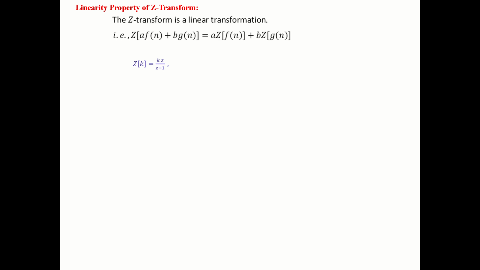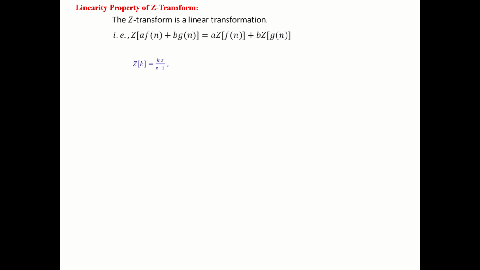Similarly, z is also a linear transformation. If you take two functions f of n and g of n, and a and b are constants, then z of (a into f of n plus b into g of n) is equal to a into z of f of n plus b into z of g of n. So we'll see some basic results for the z transform of elementary functions. These are all going to be formulas, and we are keeping them as formulas.